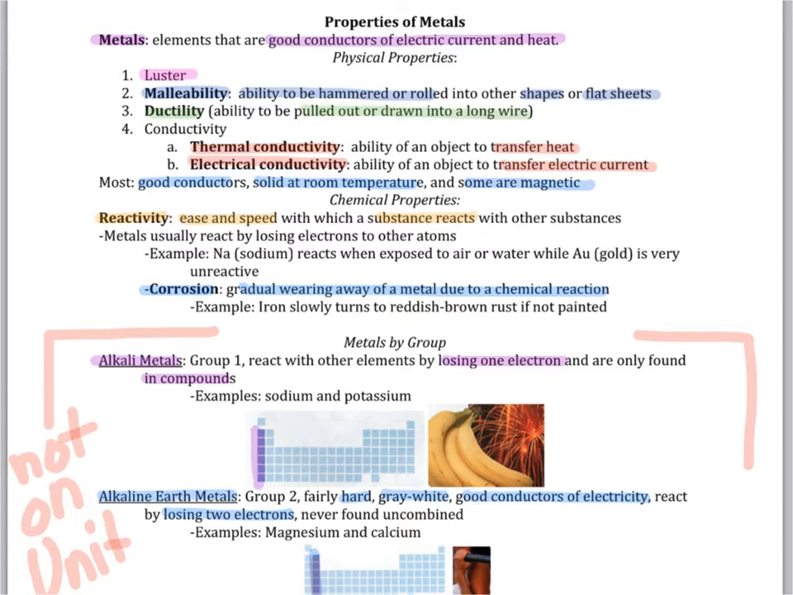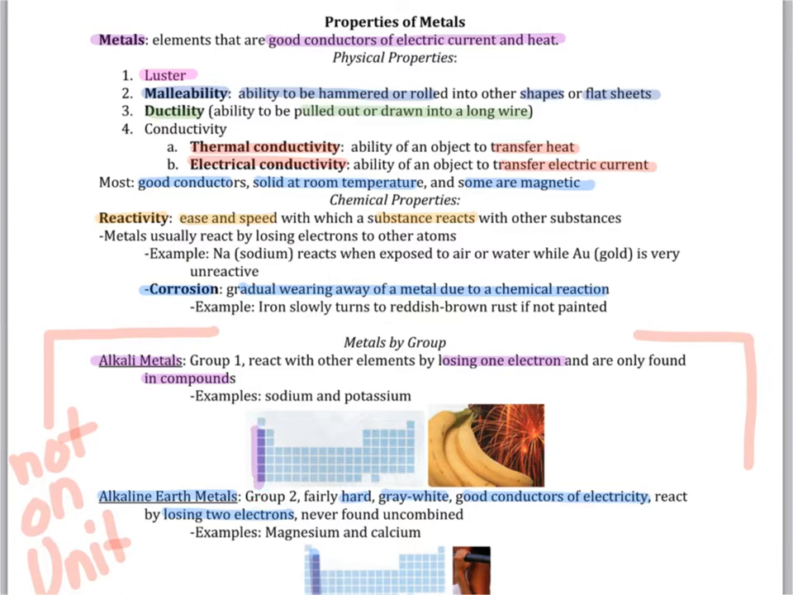We are going to also examine metals by group. I will not hold you accountable for knowing the specifics of each of these metallic groups, but it is important for you to know about them. The first are alkali metals. That's group 1, and you can see that they're highlighted here.